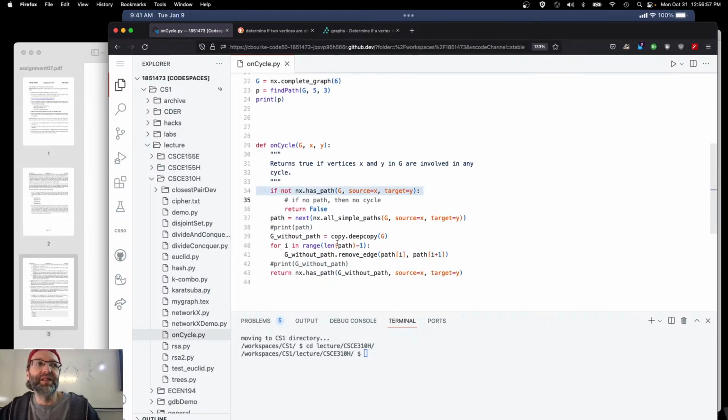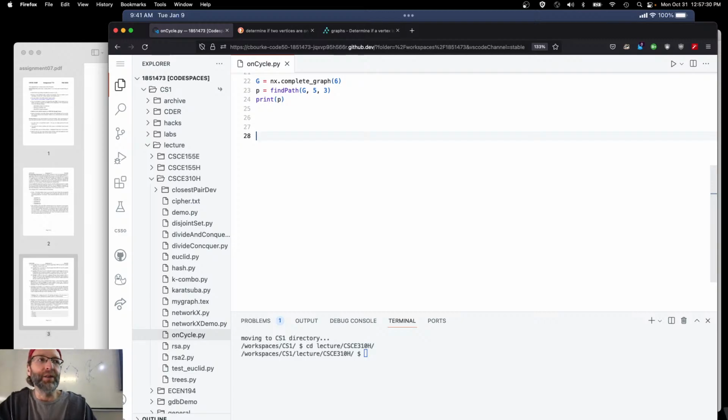But then here's my on cycle. I just used NetworkX's functionality. If there's no path from X to Y, then there's no cycle, so false. Otherwise, I get the path from all simple paths, and then I create G without the path, which is a deep copy, but then I go through and remove all those edges in that path. And then I ask the same question: does it have a path from X to Y in G without that path? But as we've already seen, we've got a counterexample.